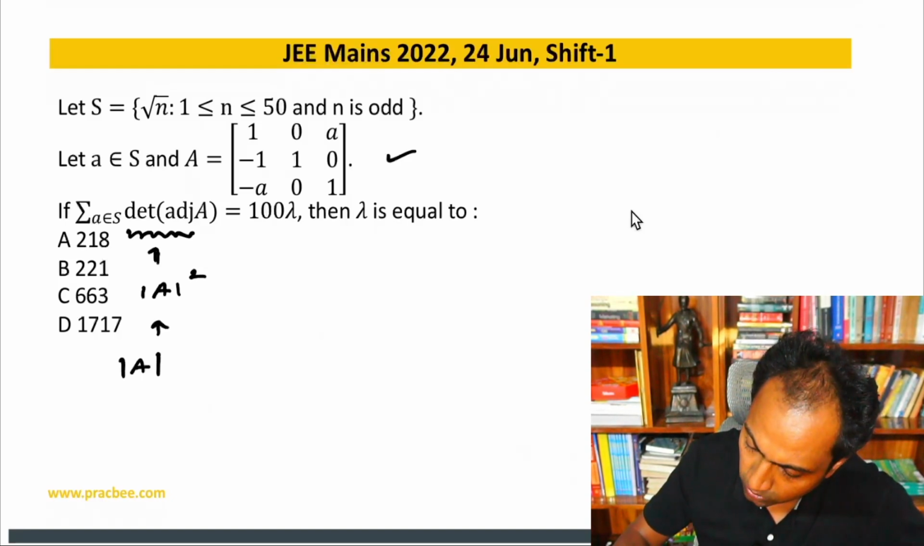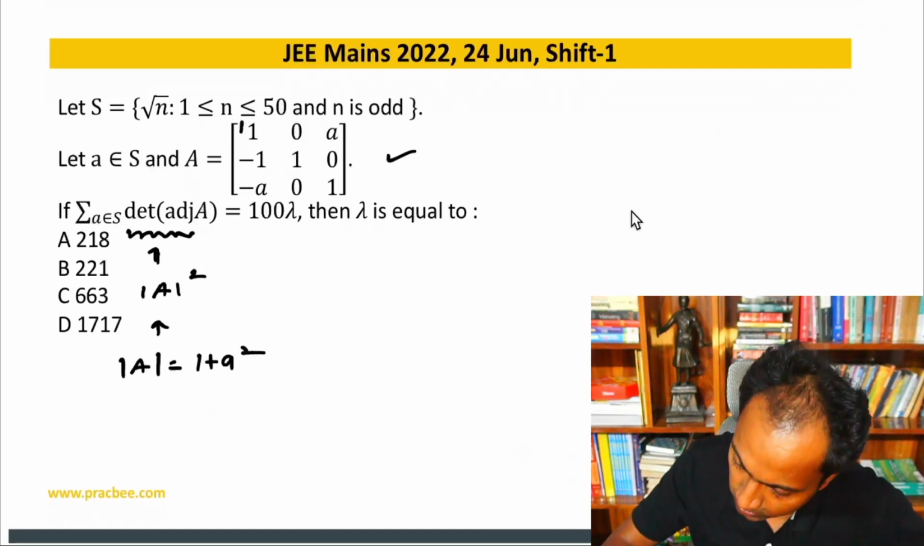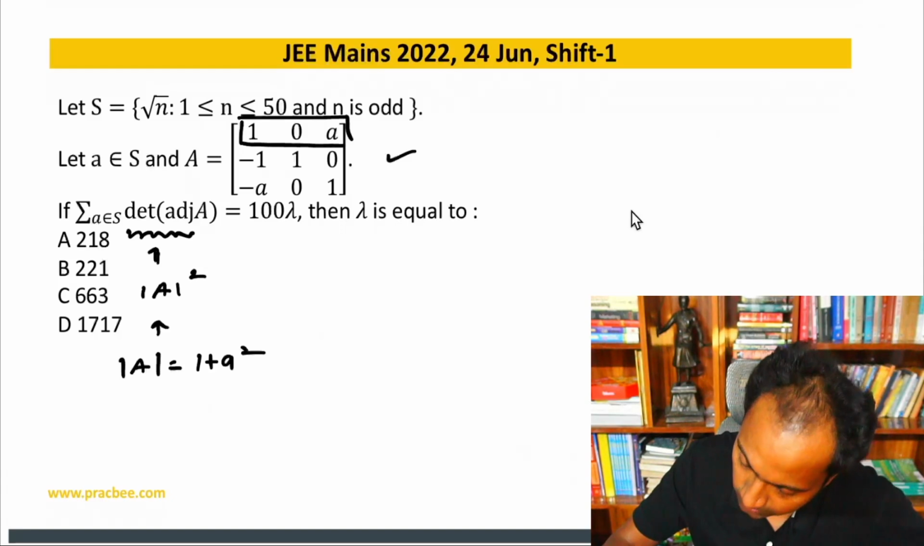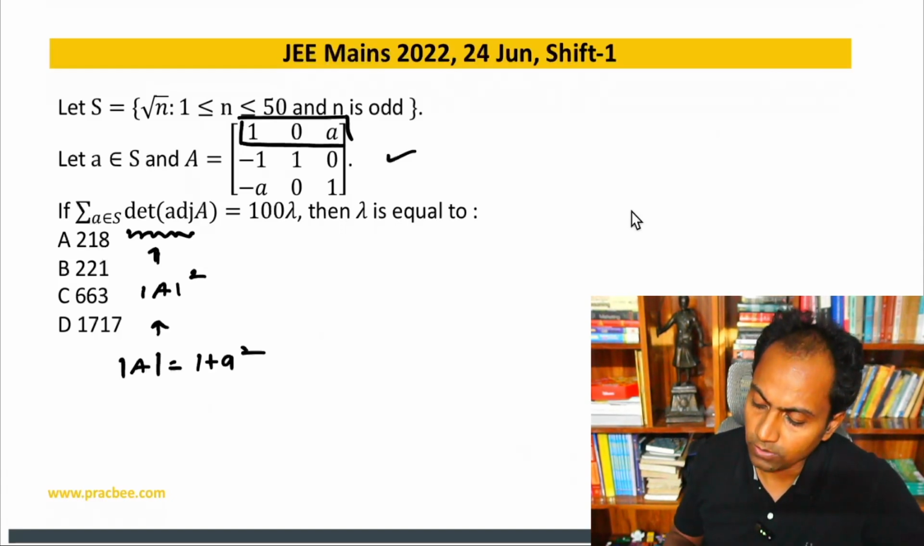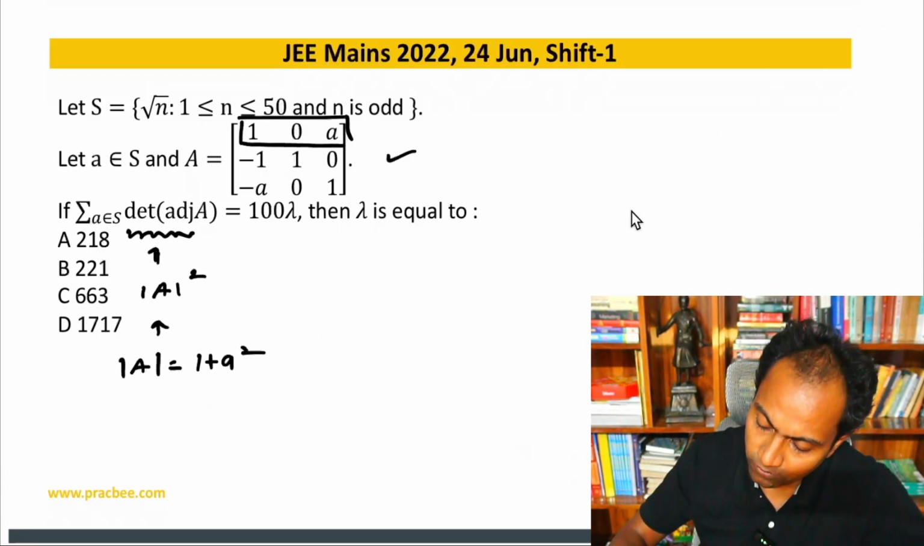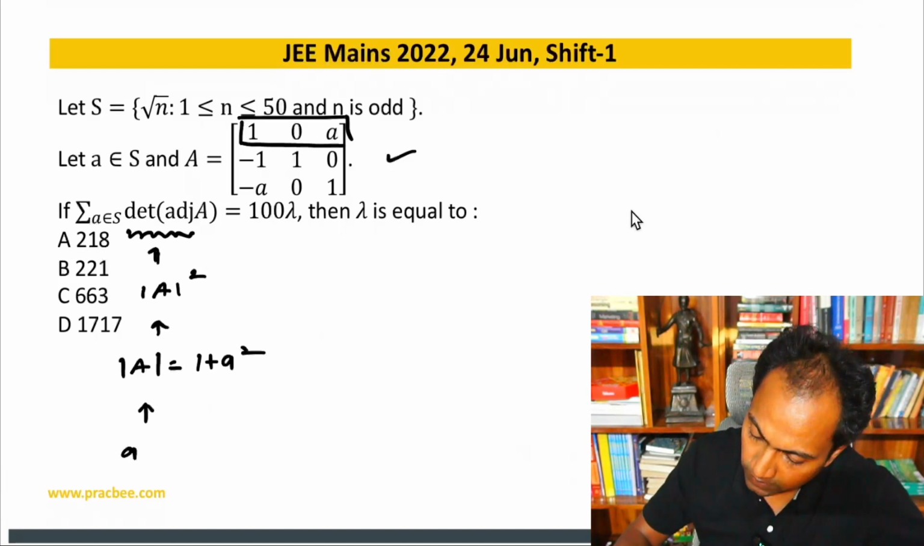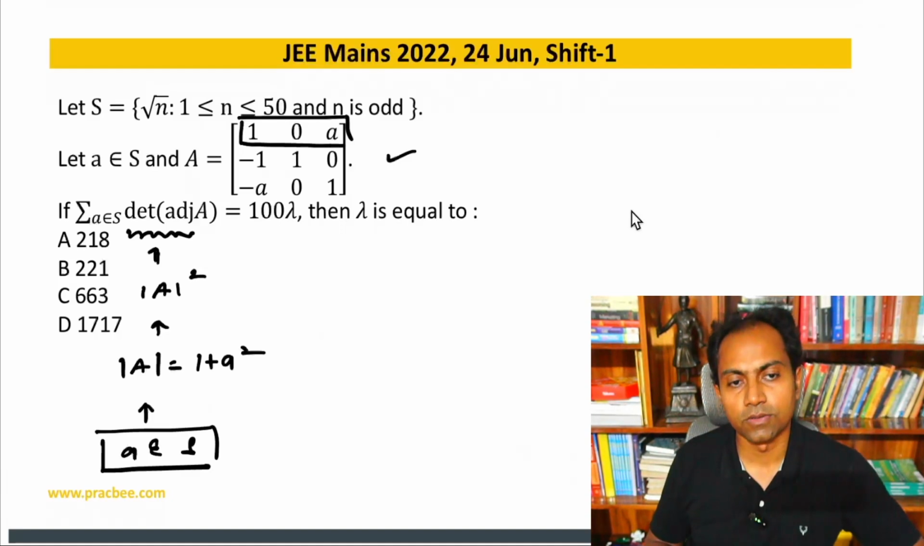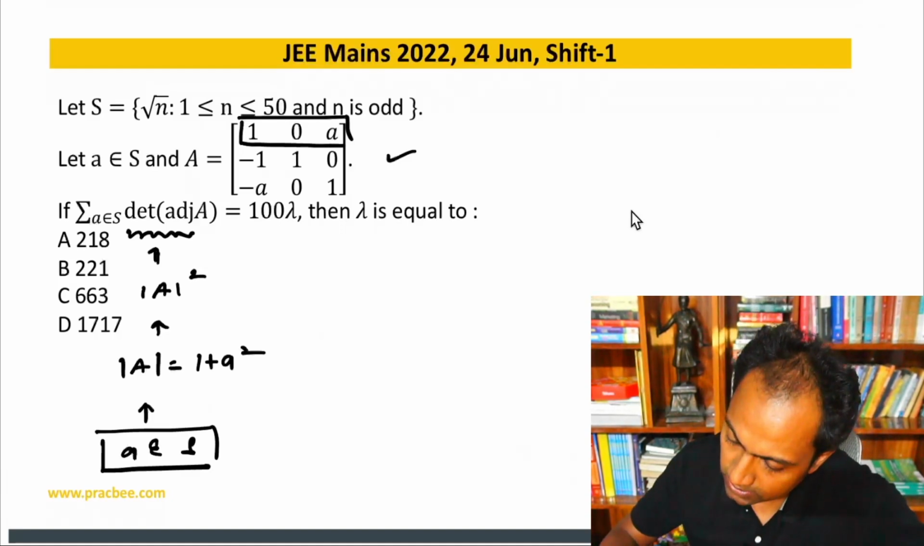And if I figure out that value, it will come out to be nothing but 1 plus A square if I open it along this row. We have figured out this value. Now in order to get this value, I will have to get the value of A. Now they have given that A belongs to set S. We are going in the reverse order, so I will have to figure out the set S.